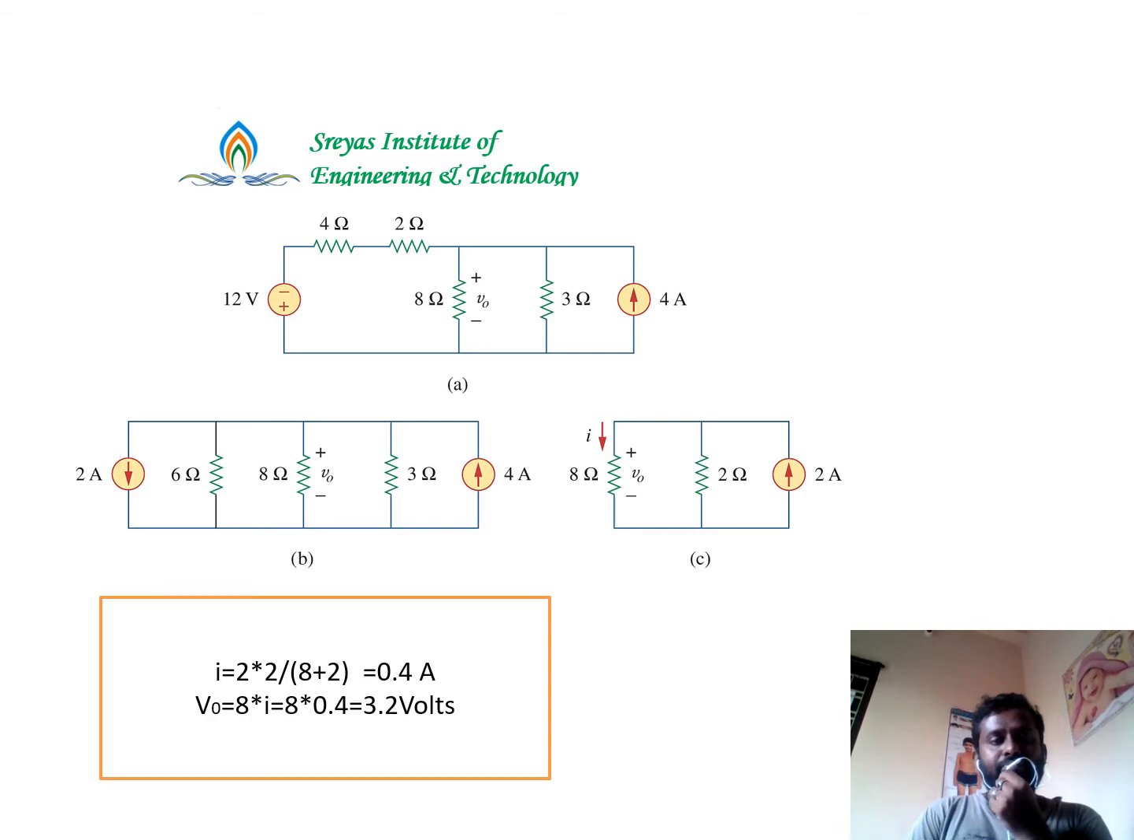So now if we apply the current division rule, current I is equal to total current 2 into opposite branch resistance 2 by total resistance 8 plus 2, that will give you 0.4 amperes. That is the value of current that is flowing through 8 ohms. Now what is the voltage across it? V is equal to I into R. What is the I value? 0.4, R value is 8, so that will give you 3.2 volts.